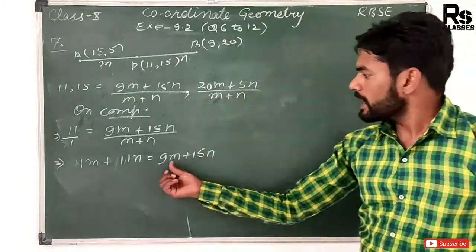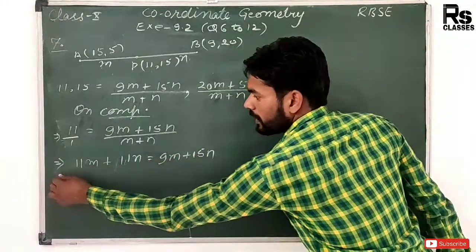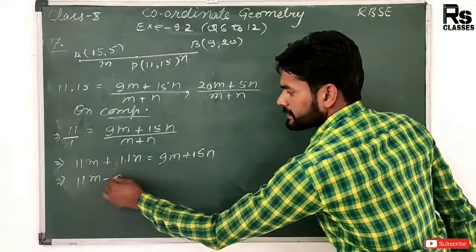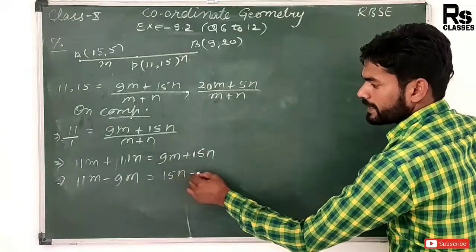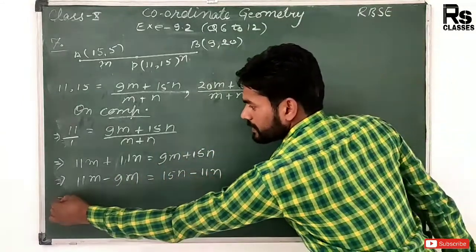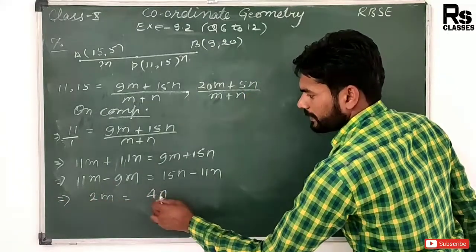Transpose the like values, m on the left side and n on the right side. So 11m minus 9m is equal to 15n minus 11n. It is 2m is equal to 4n.